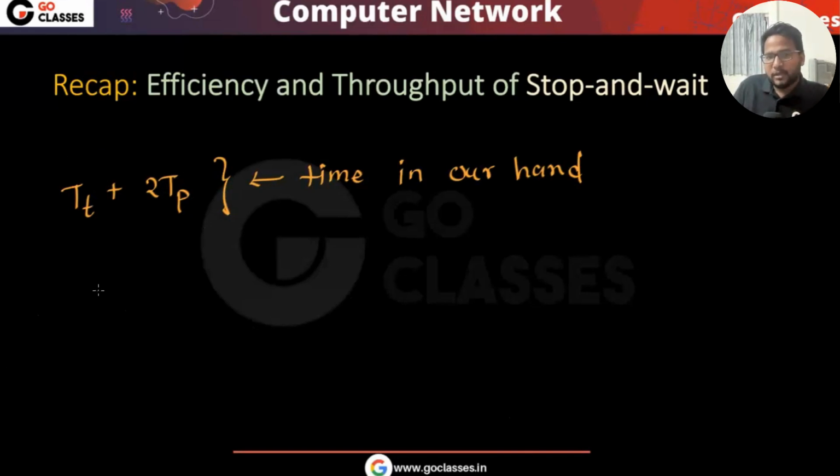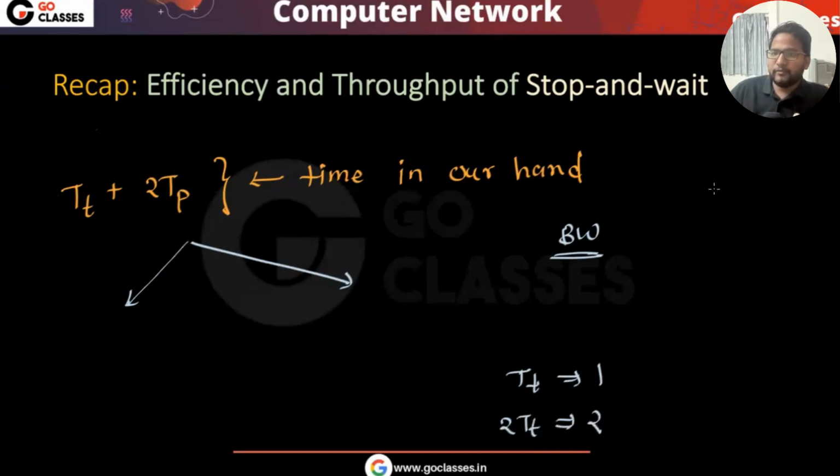So efficiency is, okay, before I define the efficiency, can you tell me, suppose the bandwidth is BW, if I want to send some packets in this time, how many packets can we send? You need to divide. In TT time, you can transmit one packet. In 2TT time, you can transmit two packets. In 5TT time, you can transmit 5 packets. So basically you're just dividing by TT, and it will come out to be 1 plus 2A, where A is TP upon TT.